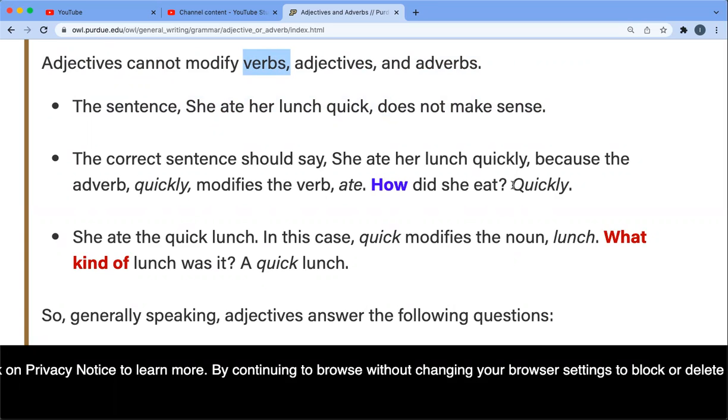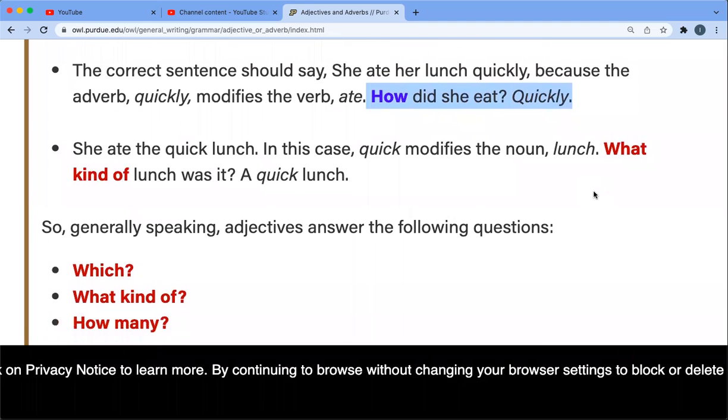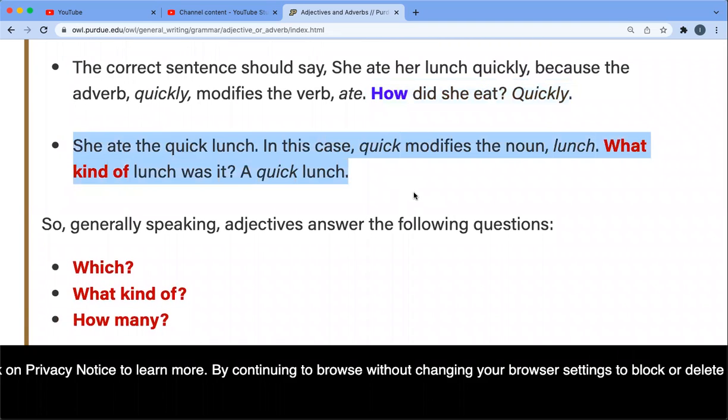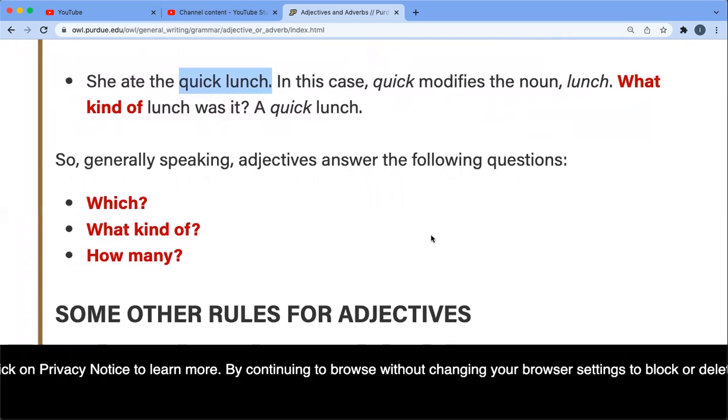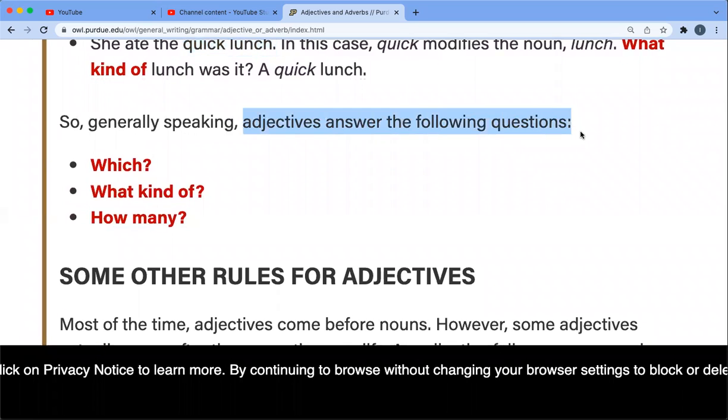Instead, I should say quickly. So if you ask yourself, how did she eat? The correct answer would be quickly. More examples on that end. If I say she ate the quick lunch, in this case, quick modifies the noun lunch. What kind of lunch? And then you say quick lunch, because quick is before the lunch and quick is an adjective, very much as in the first lesson in this series of videos. Generally, adjectives answer the questions of which, what kind of, and how many, as we discussed earlier.